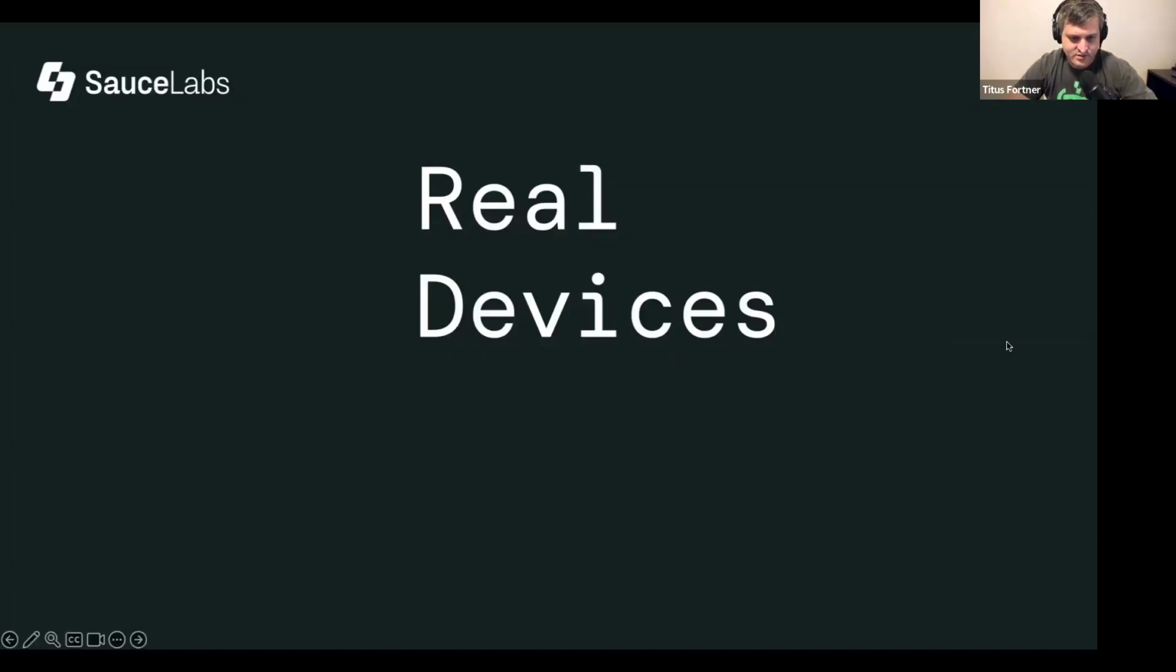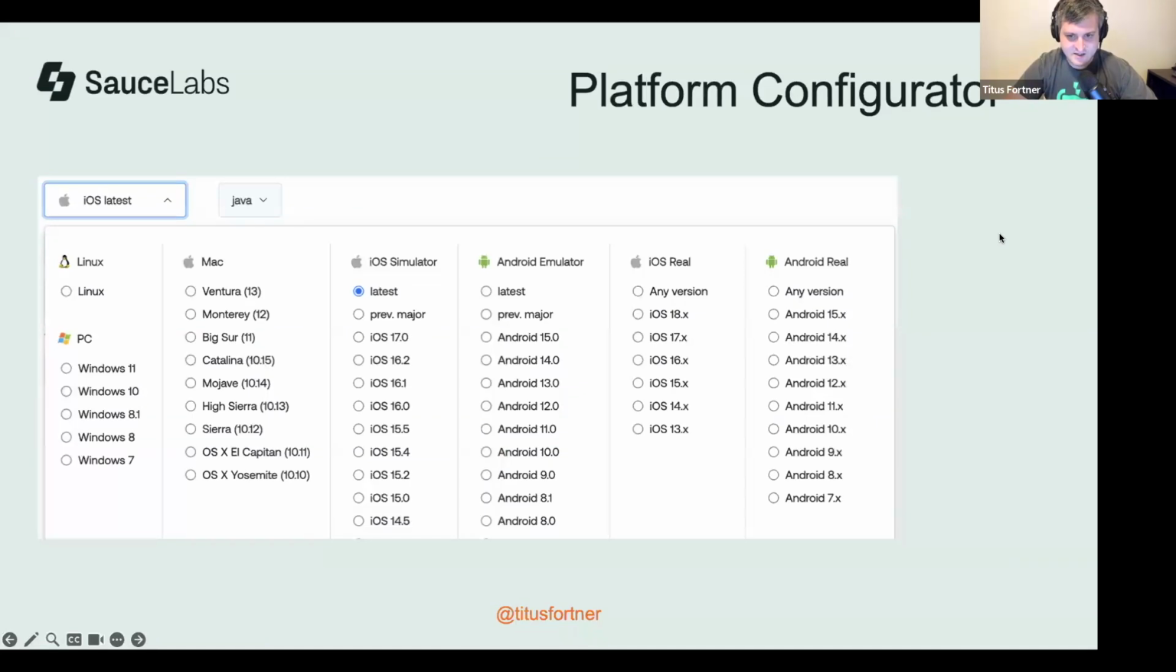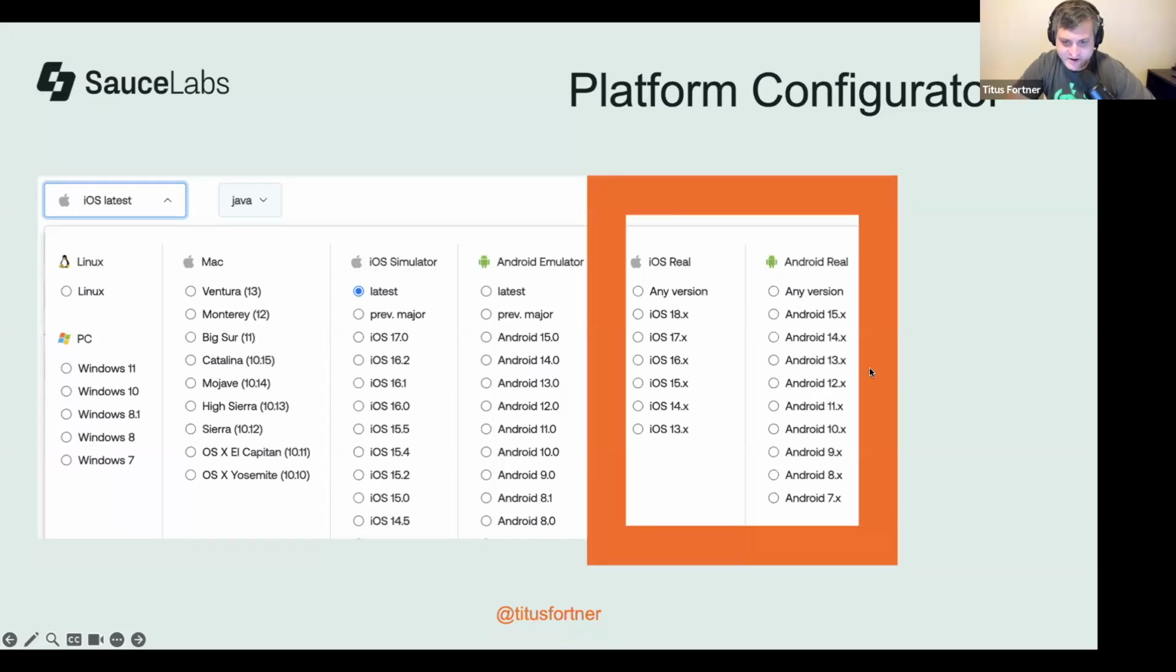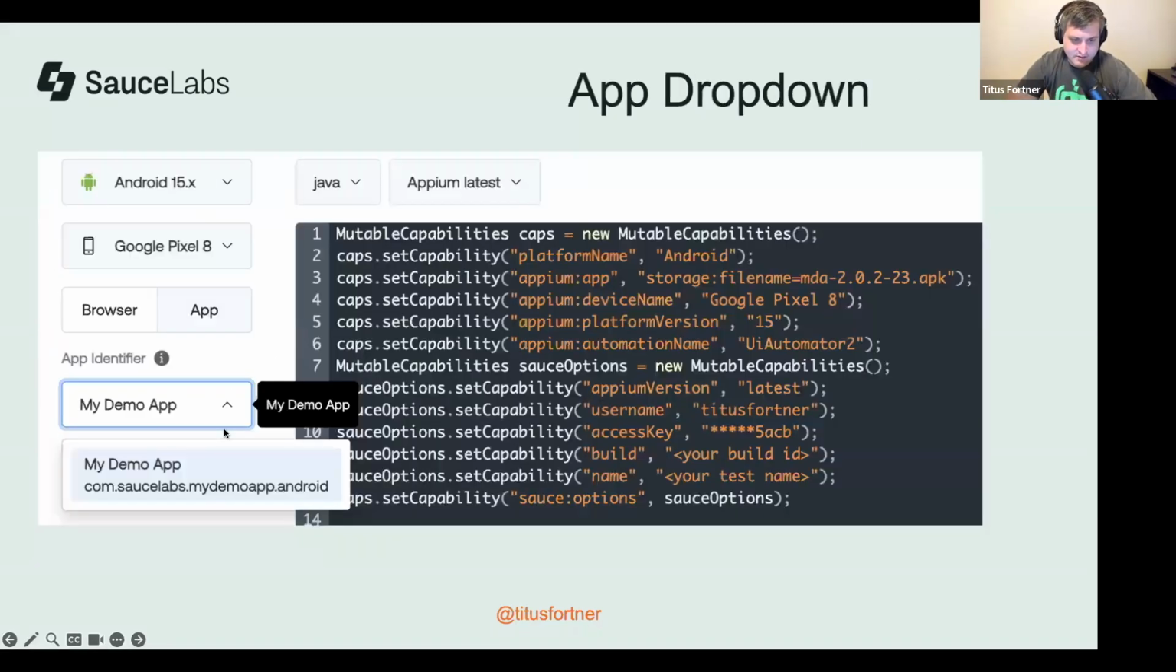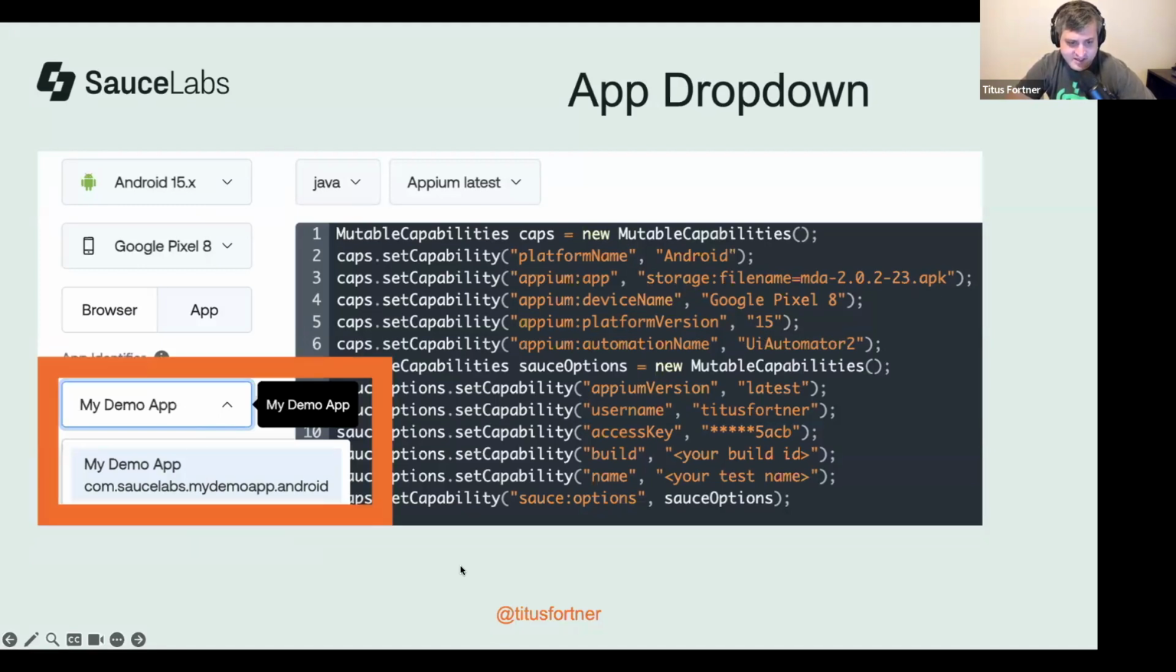Let's skip the slide. So then same thing with the platform for real devices. You're going to be looking at these guys here. For the Android, when you click on app and you click on the app identifier, it'll actually list what apps are available. You can click on the one that you're actually looking for, and it's going to populate with the storage file name instead of just the app ID, which is nice.